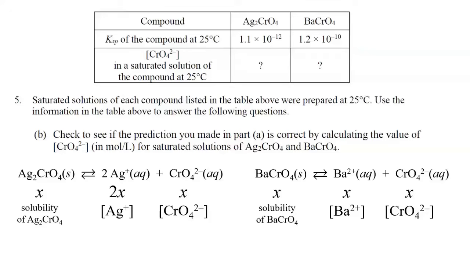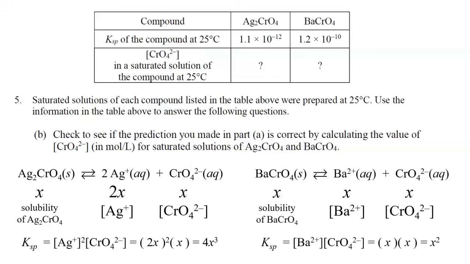Now let's go ahead and do the math, starting with silver chromate. We're going to take the Ksp for silver chromate and set that equal to 4x cubed and solve for x. And when we do barium chromate, it's going to be the Ksp for barium chromate equal to x squared.